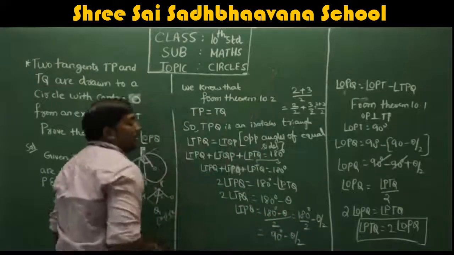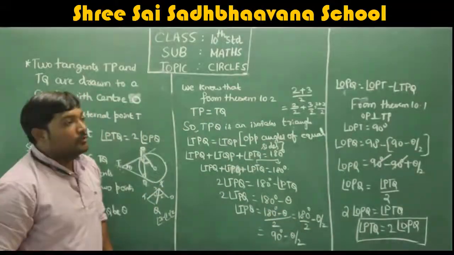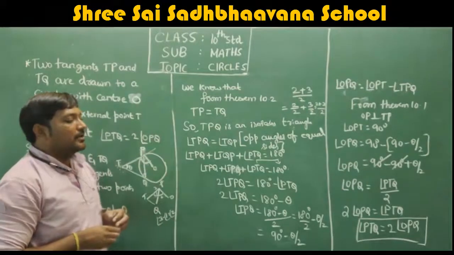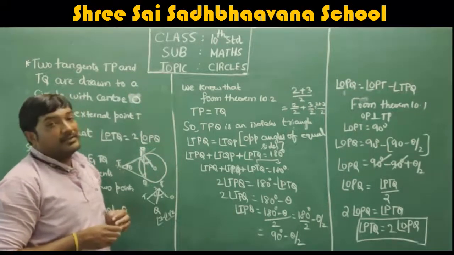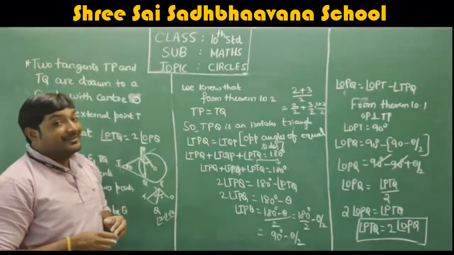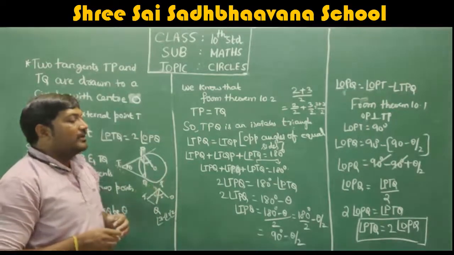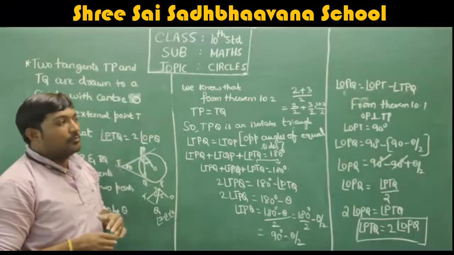So I just used that form. I wrote it so that you can understand how it came. So 180 degrees by 2 minus theta by 2. So 180 by 2, how much? 90. Correct? So 90 minus theta by 2 is your TPQ.